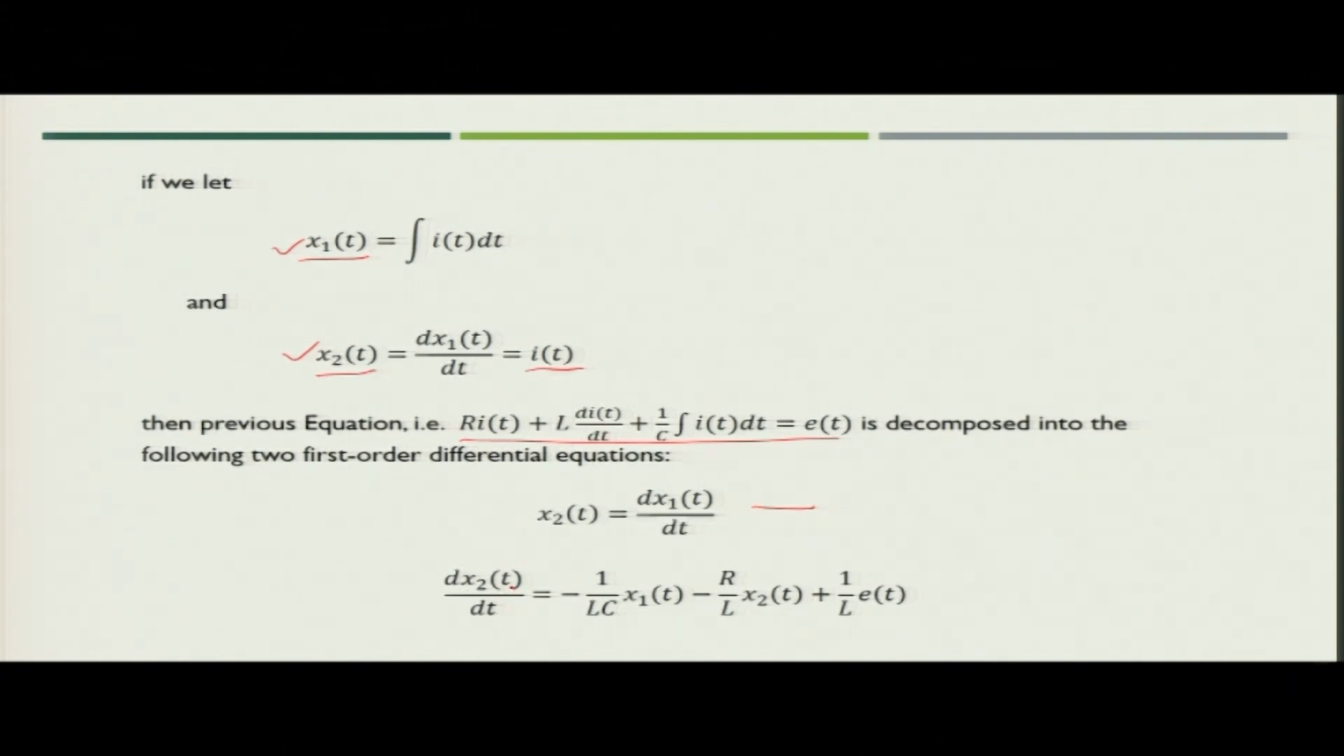So, which you can write, and if you take other terms on the right side, you can write minus 1 upon L c, and integral I dt we know we are representing it by x 1 t. So, we will write minus 1 by L c x 1 t minus r by L x 2 t plus 1 by L E t. So, the equation which is written in R, I and E terms is equivalently represented in the form of x 1 and x 2.